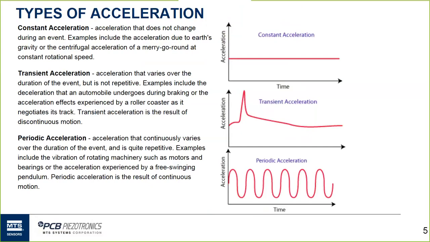So transient, just a singular event that has amplitude and duration. And then periodic acceleration, which is more typical, where you have acceleration that occurs at various amplitudes and frequency over a long period of time, such as in rotating machinery. So periodic acceleration, of course, as a result of continuous motion, and that's the more common use of accelerometers, events that are relatively continuous for some defined period of time.